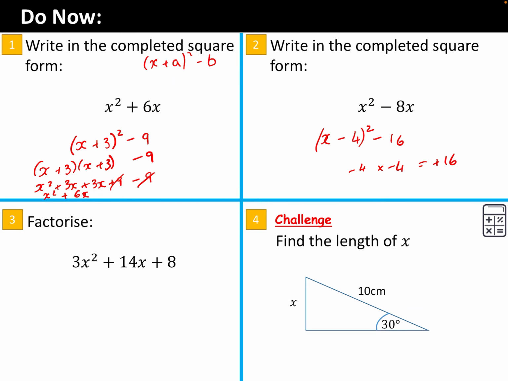If you had a go at question 3, you'll want to go back, and I believe it's lesson 4, and check if you struggled on that one.